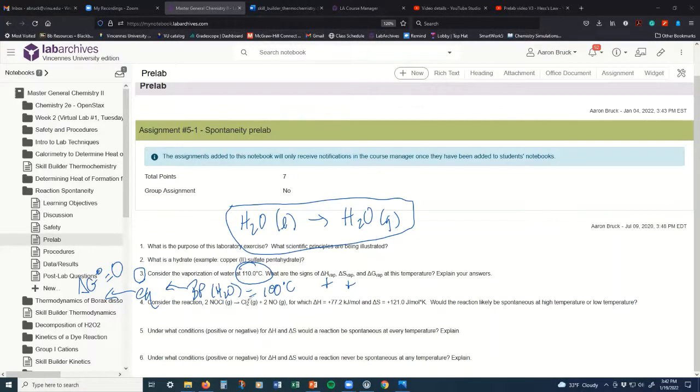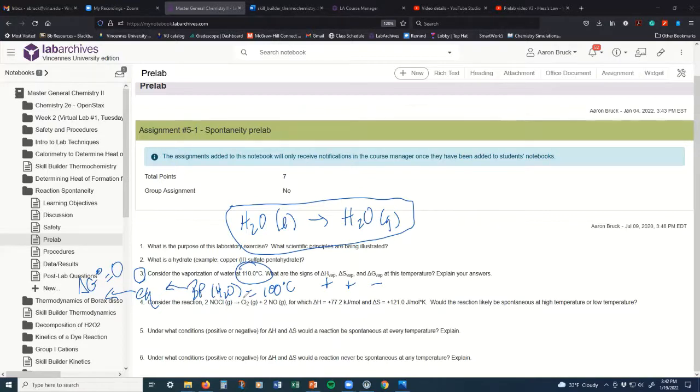Would this vaporization be considered spontaneous at this temperature? Absolutely. And this would make sense to us, right? We know that if water is going to boil at 100 degrees, it certainly is going to boil at 110 degrees as well. The reaction is now spontaneous instead of at equilibrium. And anyone who's heated up a pot of water knows that's exactly true.